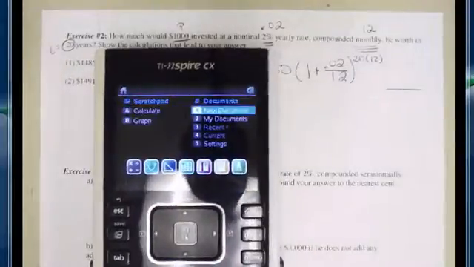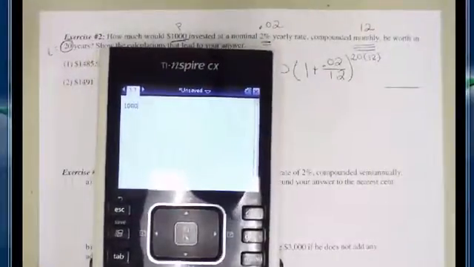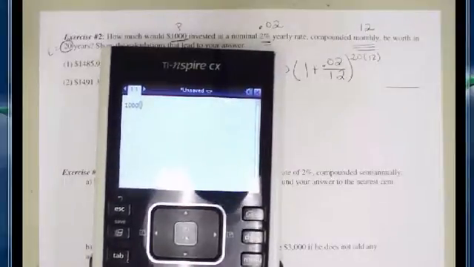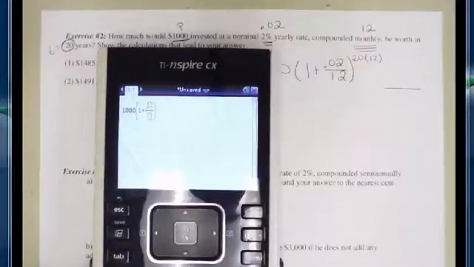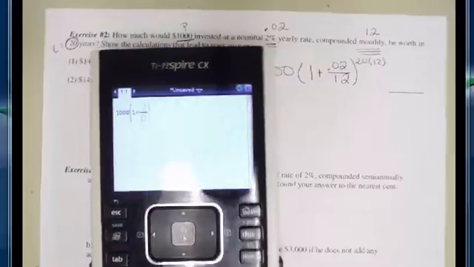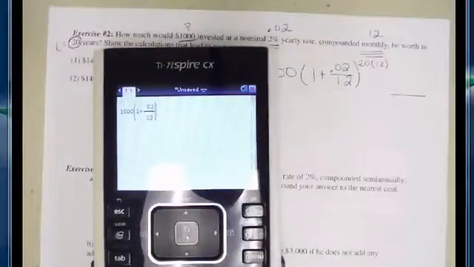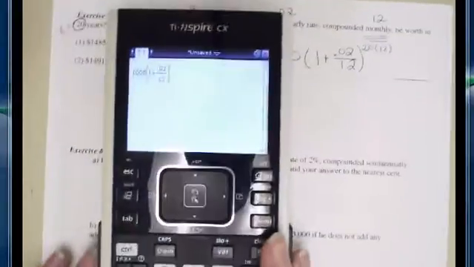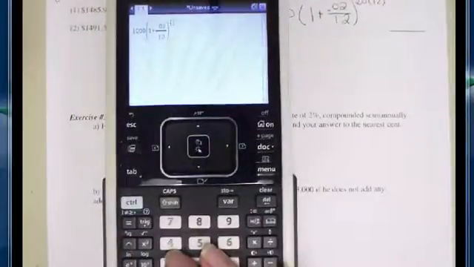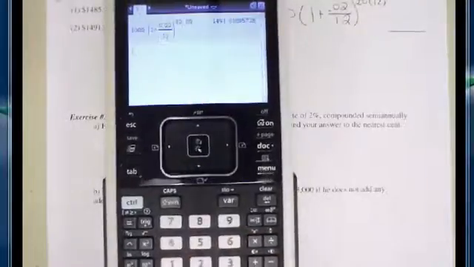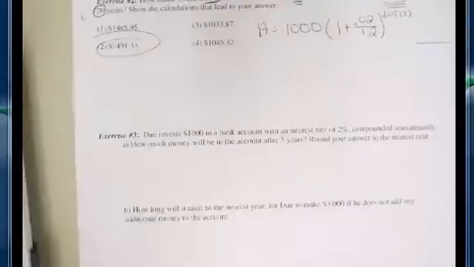Slowly. New document. So we have 1,000. Open a parentheses. 1 plus, I'm going to make a fraction, so control division. 0.02 over 12. Notice how I've made it a big space again. Close the parentheses. Use the caret. There it is. And then we will do 12 times 20. And there we go. 14913. That's going to round up to 33.